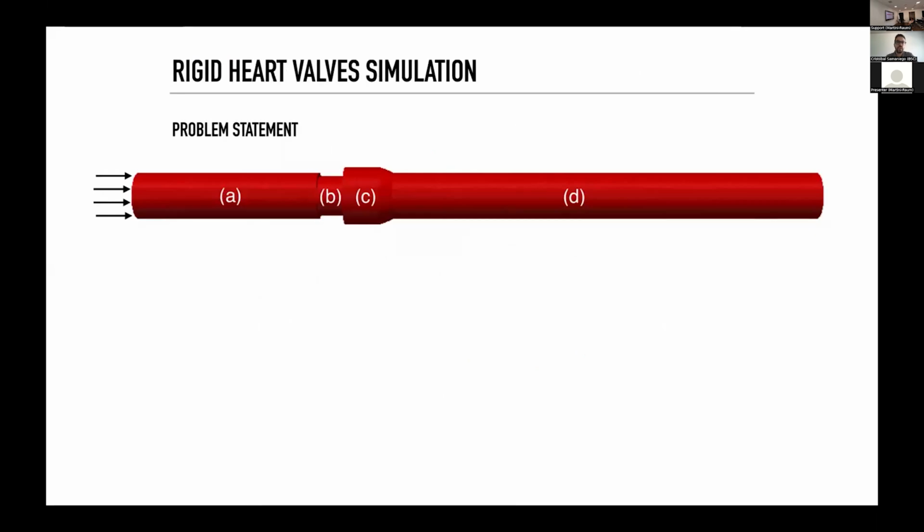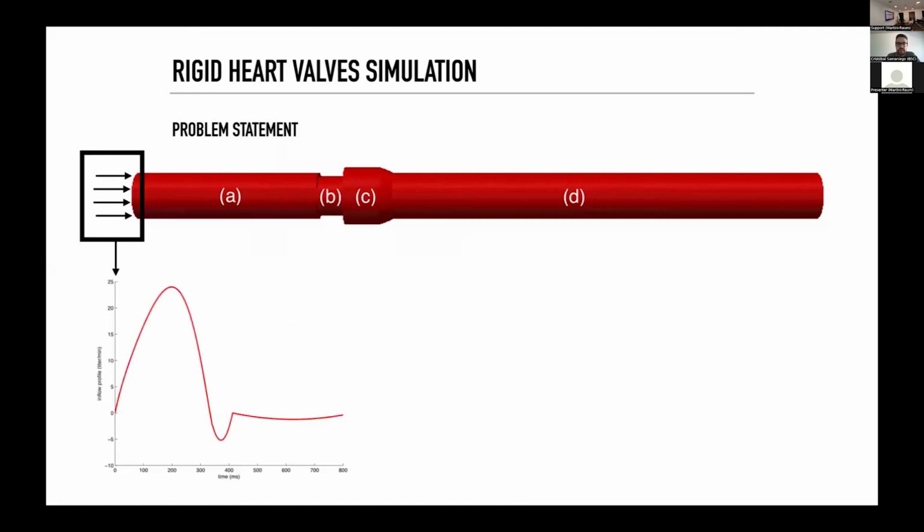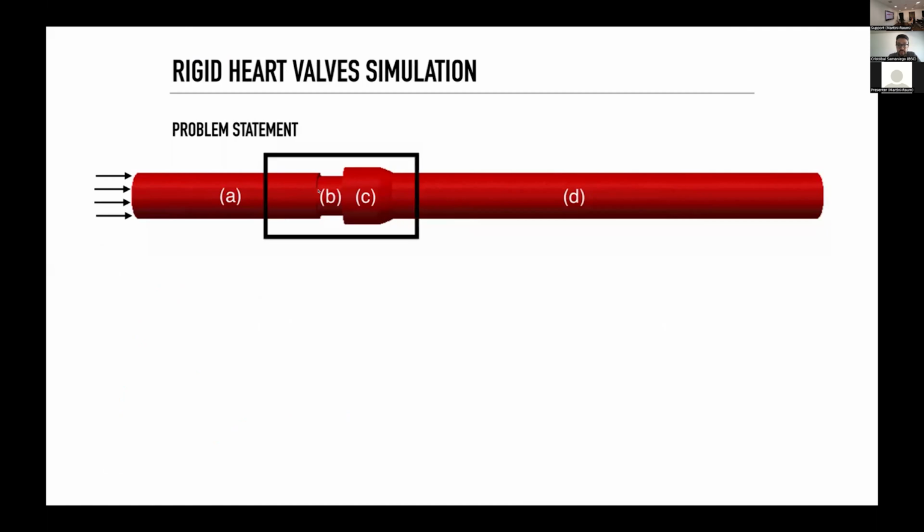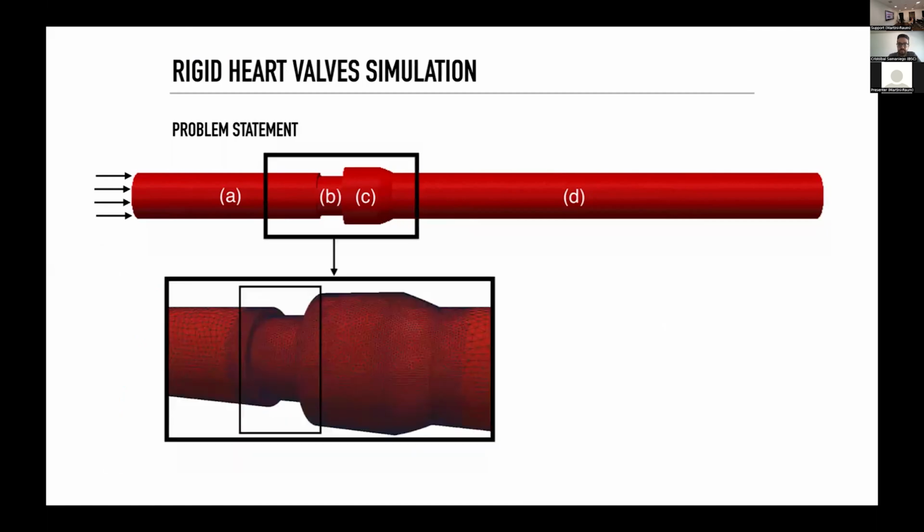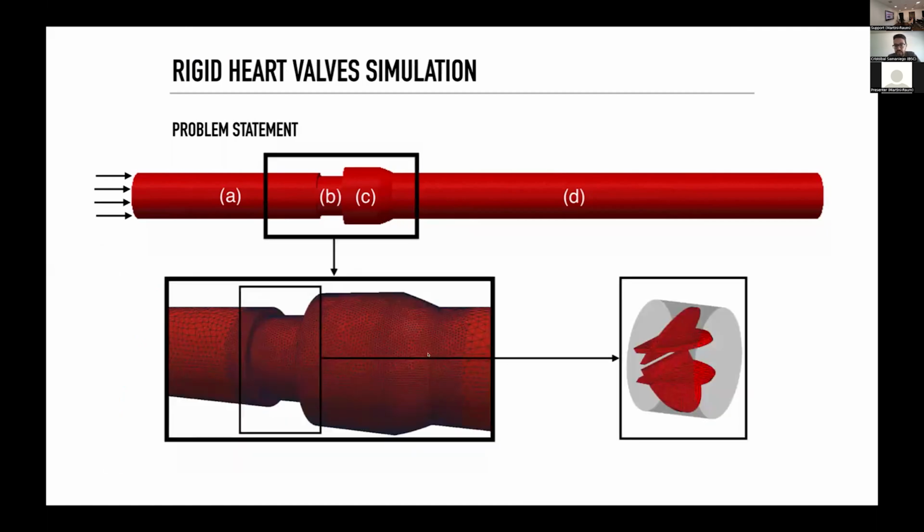Now let me talk about the results that I want to show you, the most important thing in the presentation. What we want to simulate is this artificial aorta. We have here 4 sections. In the first section, section A, is the input of the fluid force. As you can see, this is an impulse that represents more or less a heart impulse. Here there are located the rigid valves.